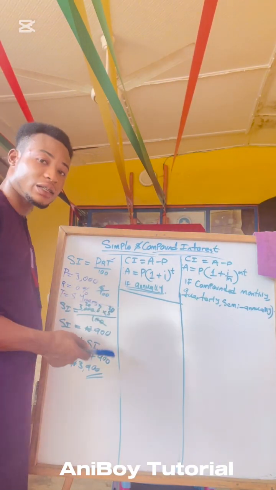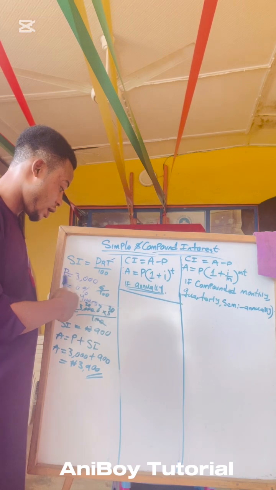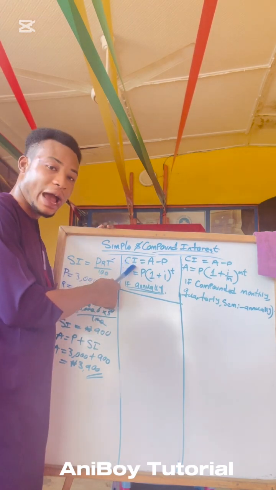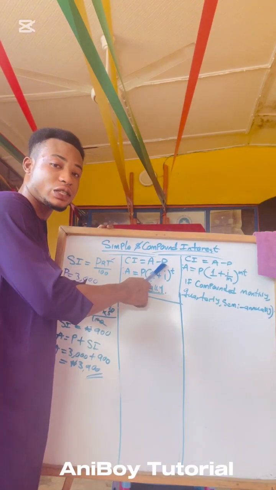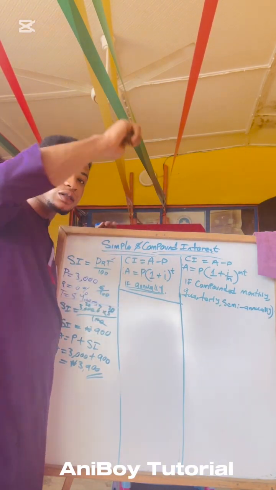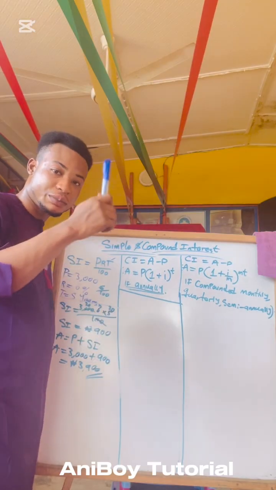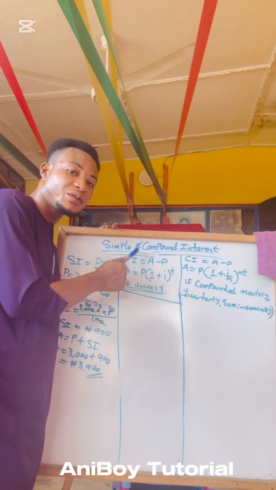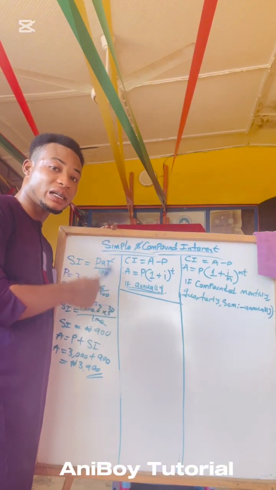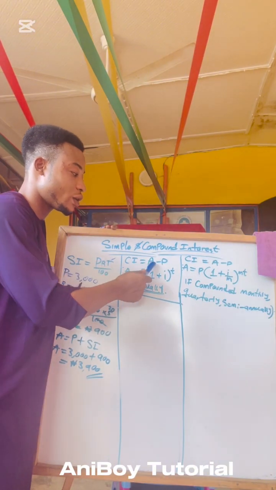Now the A remains the same. A means amount, but this is the formula for compound interest, which is CI. Compound interest equals amount minus principal. That is the formula. The total amount generated, which is the principal plus the interest, minus the principal, should give us the amount we gain with the interest. That is called compound interest. Now compound interest equals A minus P.